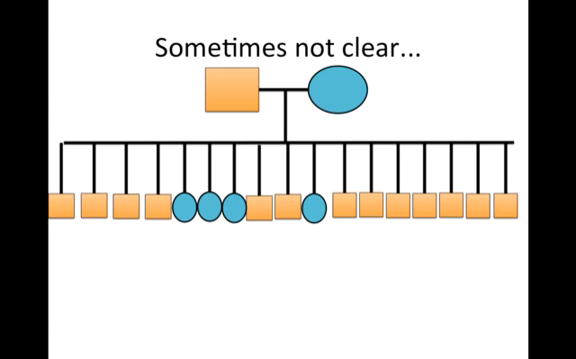And sometimes it's not even clear. So this actually is the pedigree of my family. The orange squares are males, and the blue ovals are females. So this is my dad's generation. Here's, let's see, 1, 2, 3, 4, 5. Here's my dad. And so actually here's me. Okay, so I'm a descendant of my dad.